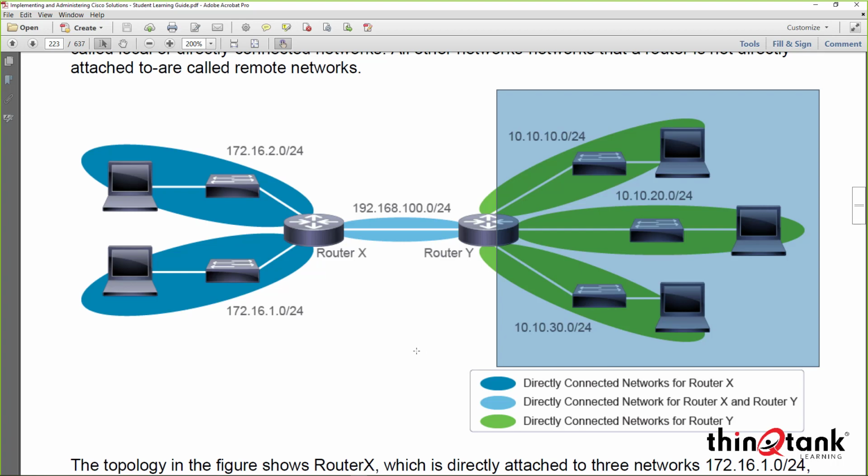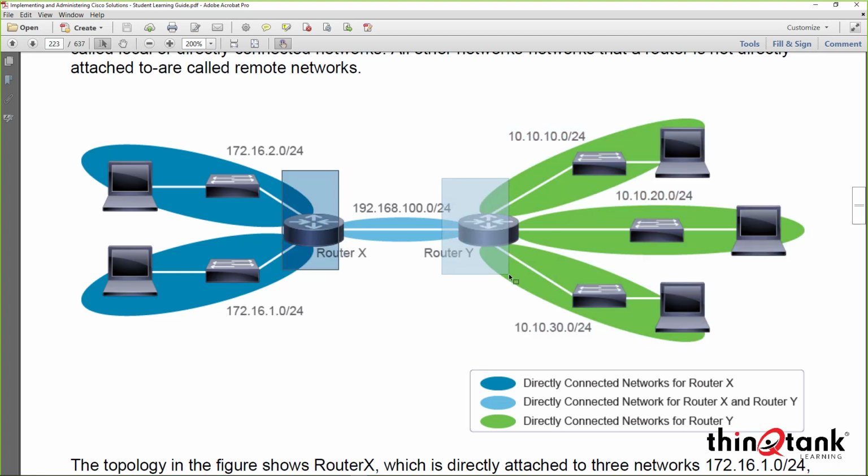All right? And again, there's only 2 ways to learn. Through a dynamic routing process, where you might be running, say, for example, OSPF on this router and OSPF on this router, and they're sharing information back and forth with each other, or through static routing. Where you as an administrator come into the router and say, hey, router X, if you want to get to the 10.10.10 subnet, send your packet to this neighbor. If you want to get to the 10.10.20 subnet, send your packet to this neighbor.